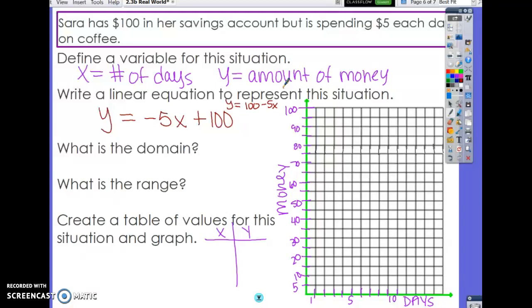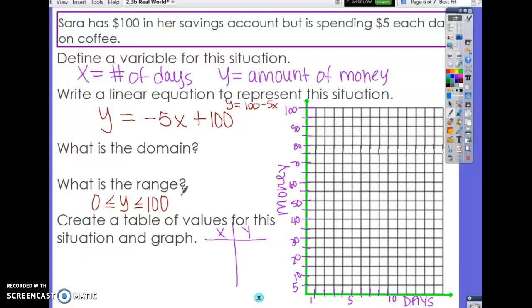So what is the domain? Well, we have a maximum amount of money we can spend. So let's actually take a look at the range, right? Well, they're not going to let us go into debt at the coffee shop. So the minimum amount of money we can have is $0, right? We won't have negative money. The maximum amount of money we have is $100, right? That's what we started with.